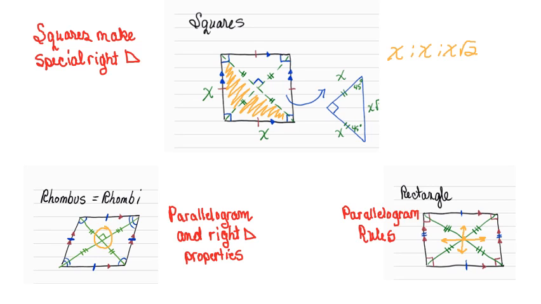Either you're going to add things together to equal a certain number. A lot of times it's going to be 180. Not always, but sometimes it is. Or you're going to have things that are congruent to each other, things that equal each other.